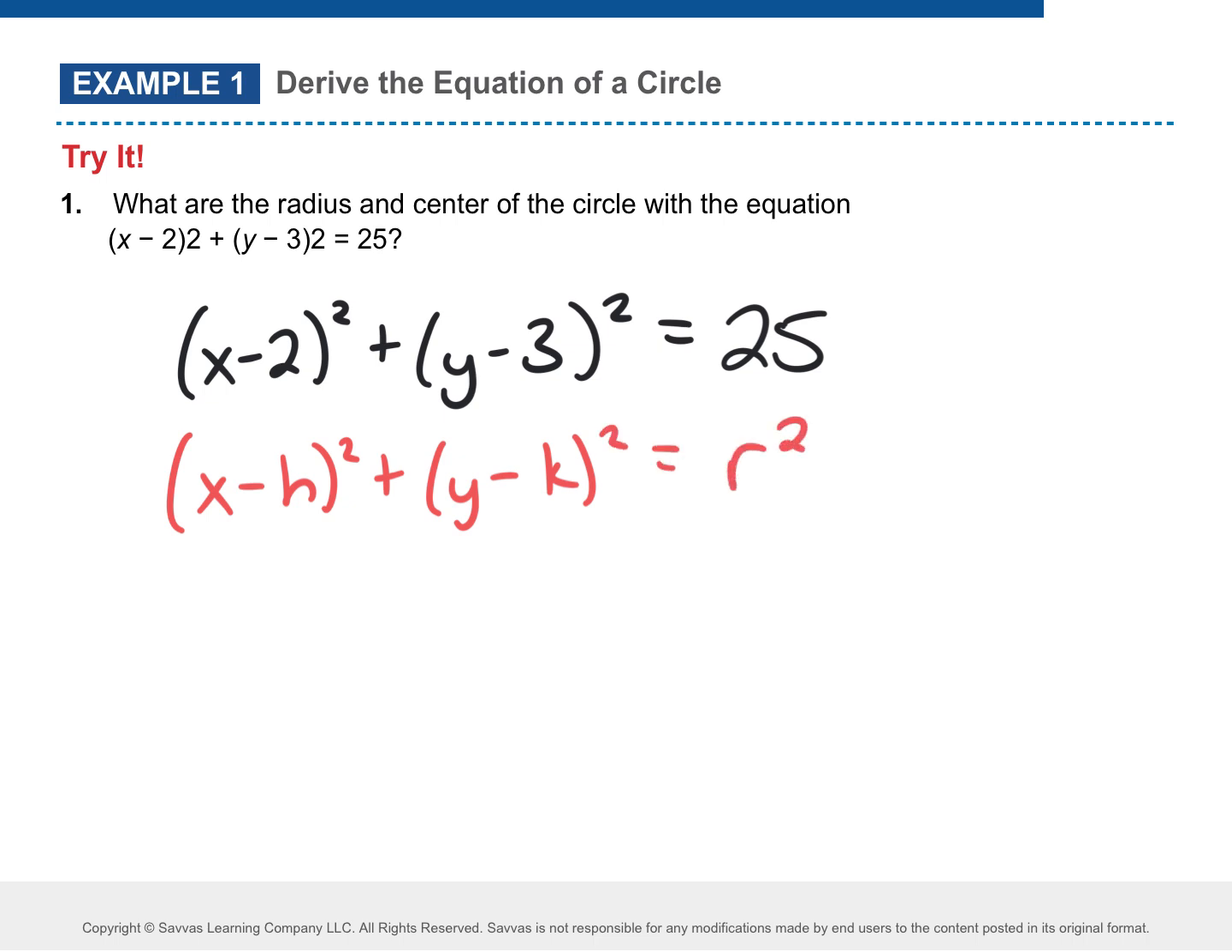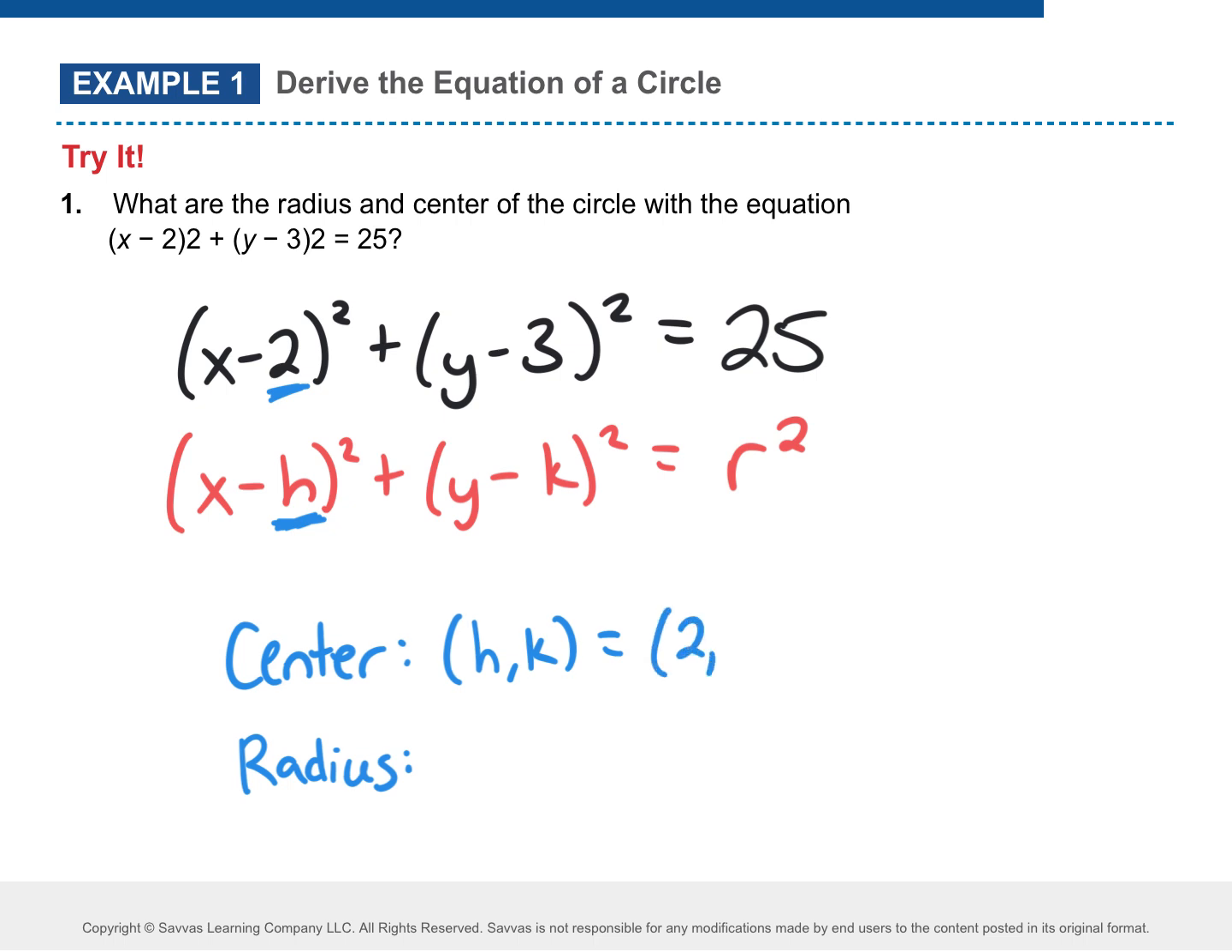Do you agree that these 2 equations are very similar to each other? Are they in the same format? Yes. The directions tell you they want you to find the center and the radius. So center is labeled what? HK. What is in the same spot as the H? It's going to be a positive 2, and I'll explain why in a second. What's in the same spot as K? 3. So our center is 2, 3.